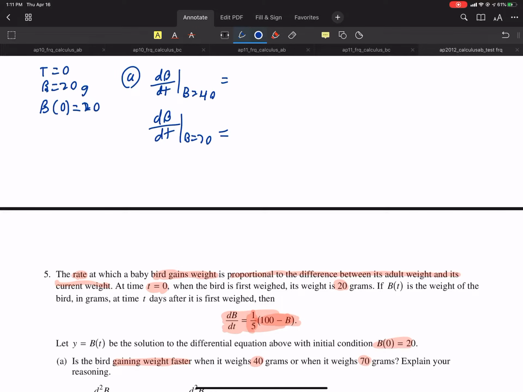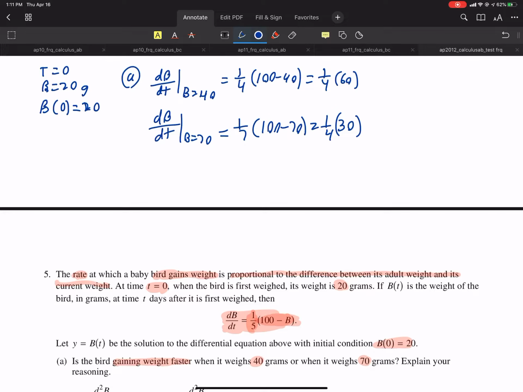So plug in 40 into the formula, and we get 1/4 of 60. Plug in 70, and we get 1/4 of 30. So which one's greater? Clearly at 40. So you can't just say the answer is 40. You have to explain why.